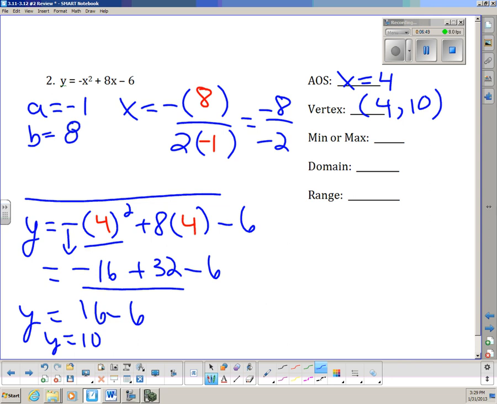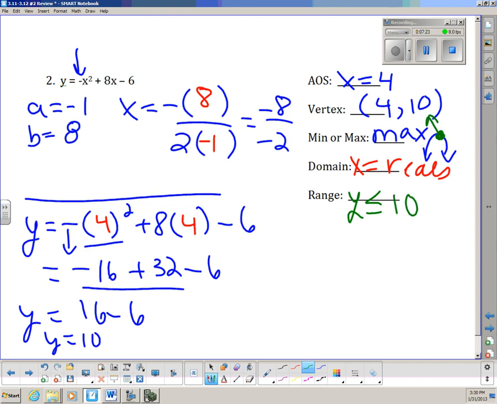I know that it's going to open down. I know I'm going to have a max just because my x squared term happens to be negative. We'll verify with the graph anyway. Domain, it doesn't matter what kind of parabola you have. Domain is always going to be where x equals the real numbers, or the reals. The range, because it's a max, because I'm opening down, this is my highest value. Y is less than or equal to. Well, what is the highest value? It all depends on the y coordinate of the vertex, and that happens to be 10.